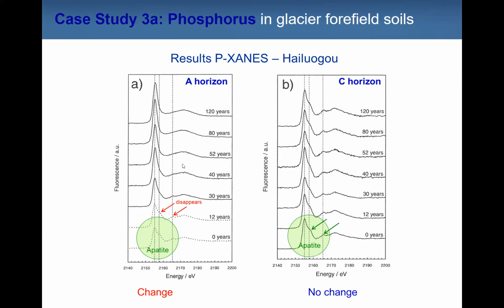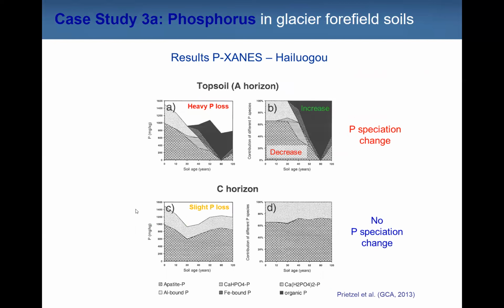And to convert this spectral information into species, you see in the C horizon, there's no speciation change. Most of the soil P is apatite P, as evident from the spectra, but there's also a certain amount of P which is obviously aluminum bound. This is logical because some P is also present in silicate lattices.